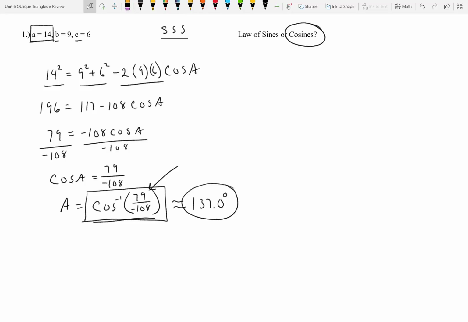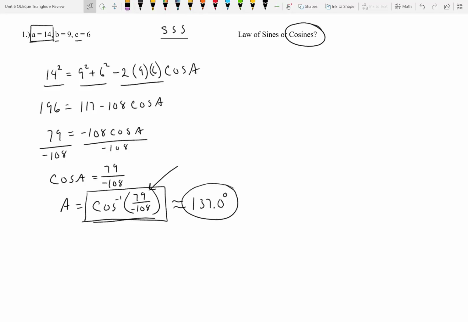Some of you on your quiz continued using the law of cosines to find all three of the angles. A variety of issues come up when you do it that way. Number one, your rounding is going to be different for each one. Your three angles at the end may not add up to 180 degrees.